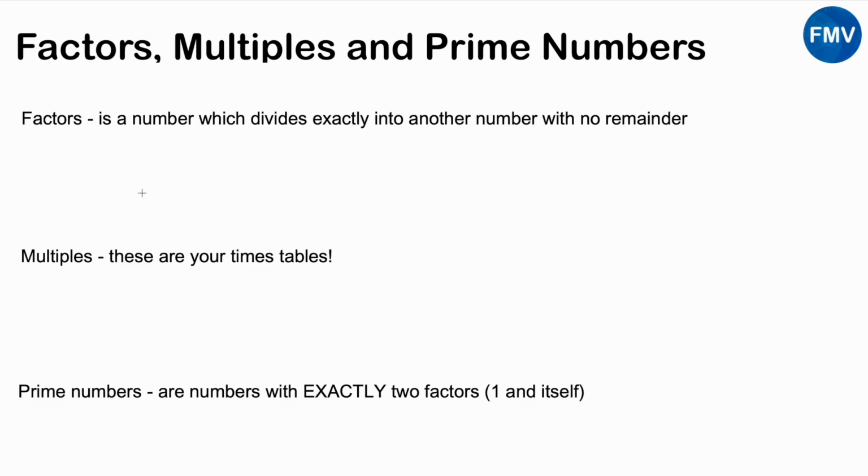Let's look at factors, multiples and prime numbers. A lot of people get these mixed up, but really they are quite straightforward. So what's a factor? A factor is a number which divides exactly into another number with no remainder. So let's look at an example.